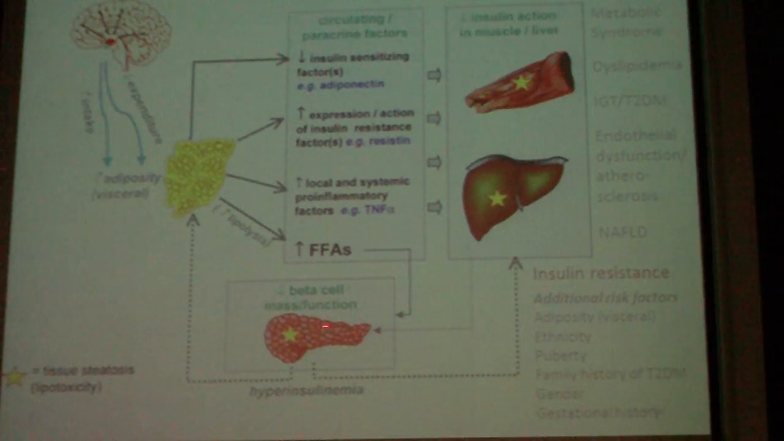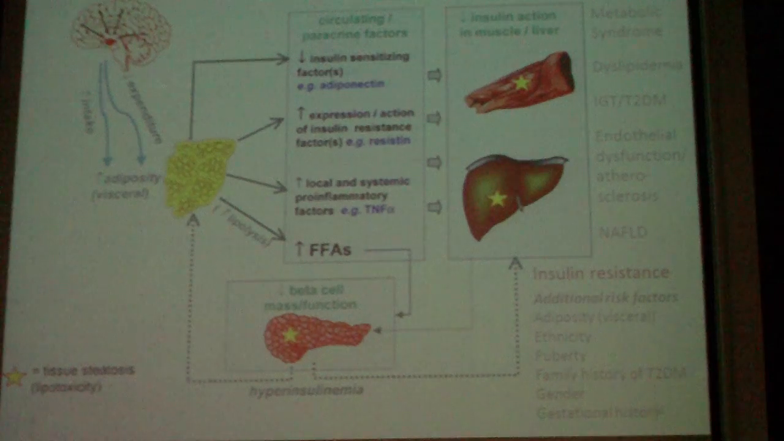make the pancreas a fatty pancreas and disturb the beta cell function of the pancreas, which is important to secrete insulin. So there is going to be hyperinsulinemia, so more secretion of insulin, leading to insulin resistance of other tissues. So if children are insulin resistant, there are also additional risk factors for a child.